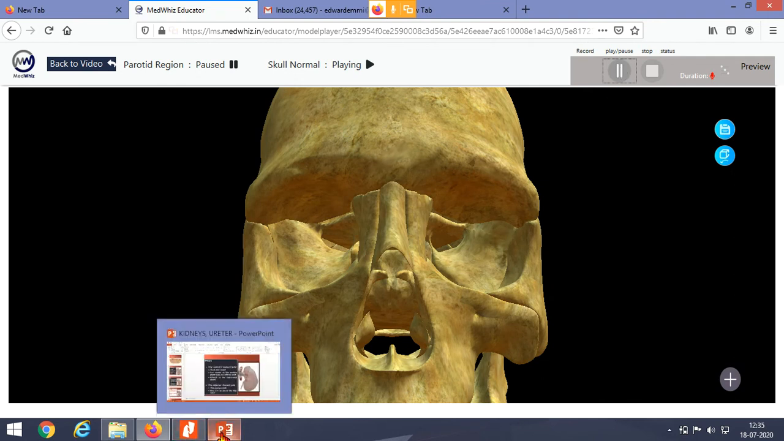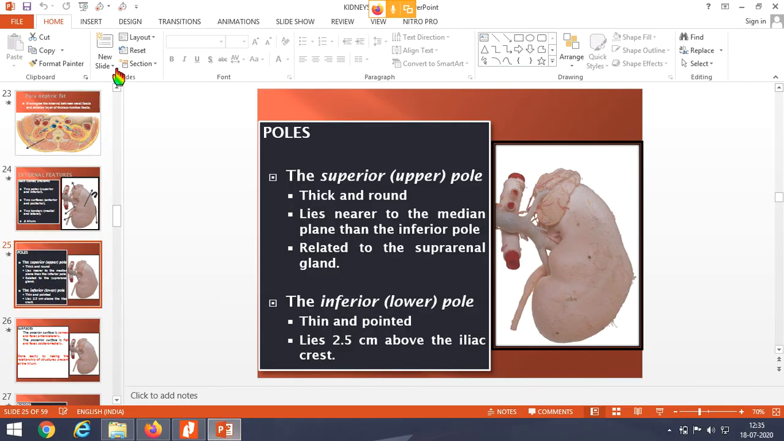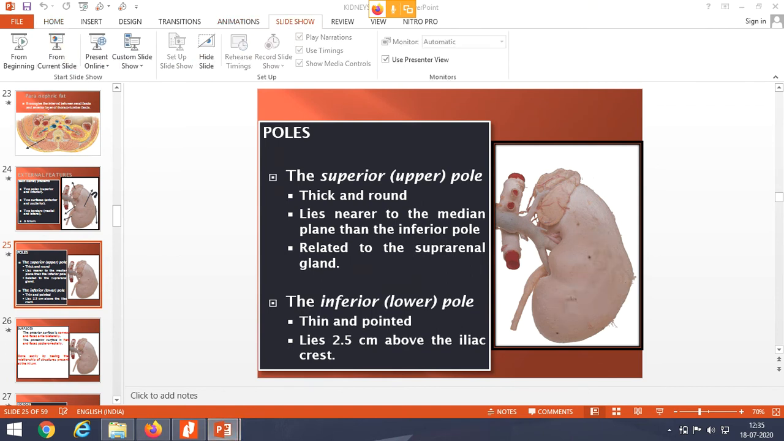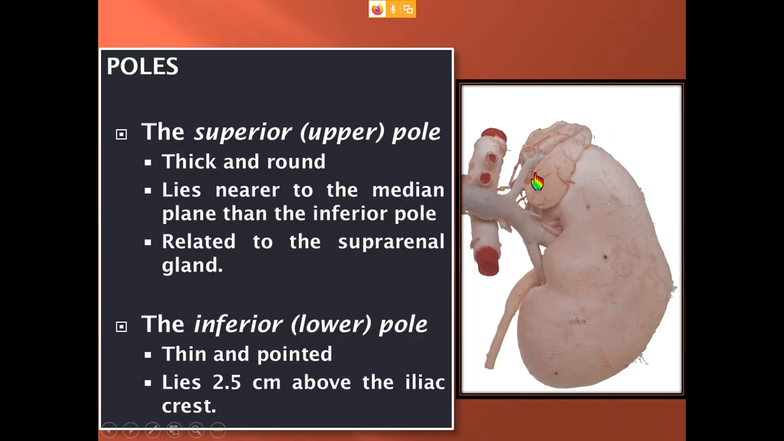So far we have seen the interior of the kidney, and now we are going to see the outside part of the kidney. So coming to the outside part, what are the structures we can identify? It has a superior pole and an inferior pole. It has two borders, the medial border and the lateral border. And it has two surfaces, the anterior surface and, behind that, the posterior surface.